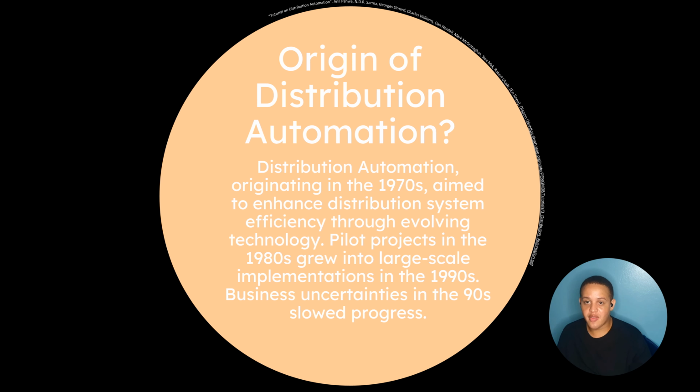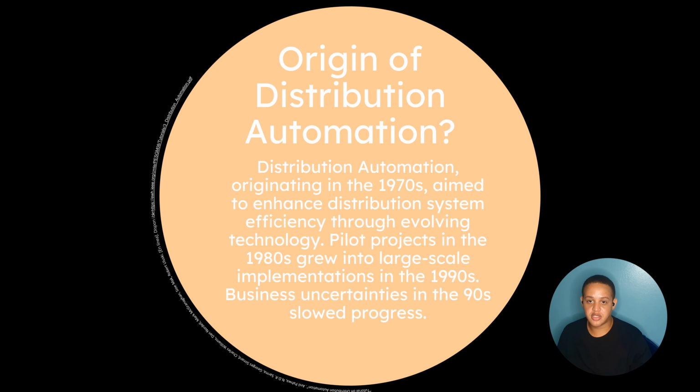In the 60s, we saw the emergence of remote control and monitoring systems. In the 21st century, smart grid technologies and communication systems revolutionized the field, allowing more efficient and reliable power distribution. Some milestones include the development of SCADA, also known as the Supervisory Control and Data Acquisition system, in the 70s, the integration of digital technology in the 90s, and the widespread adoption of smart meters in the 2000s.